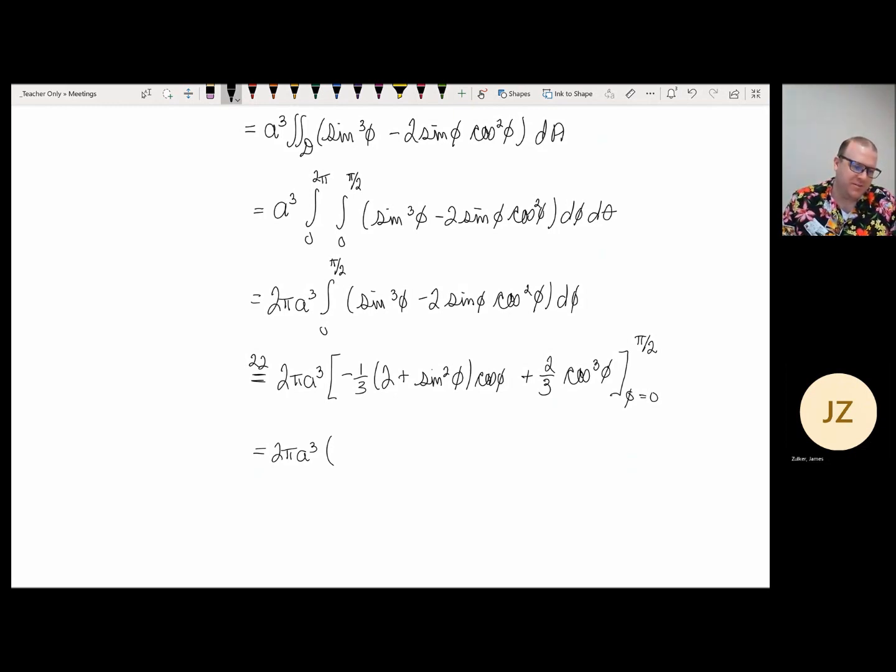At pi over 2, cosine is 0. At 0, sine is 0, but cosine is 1. The first term will evaluate out to a simple 2/3. That second term evaluates out to minus 2/3. You do all of that work and it's 0.